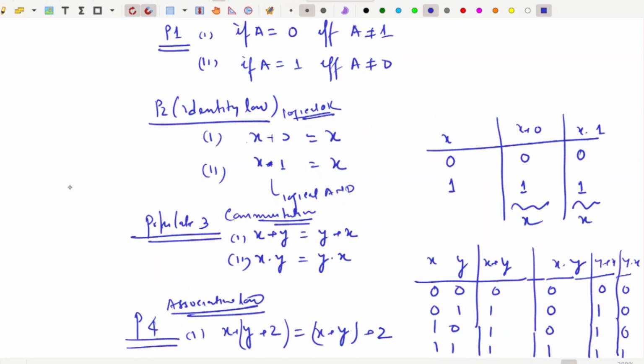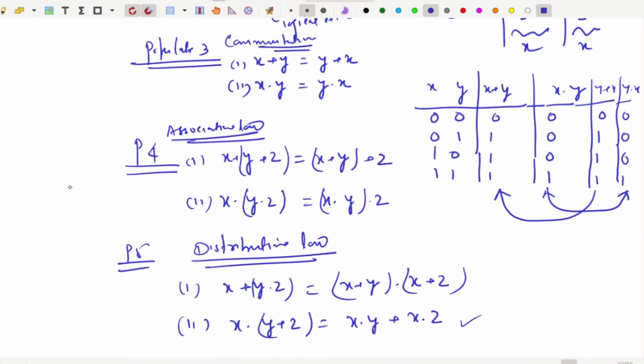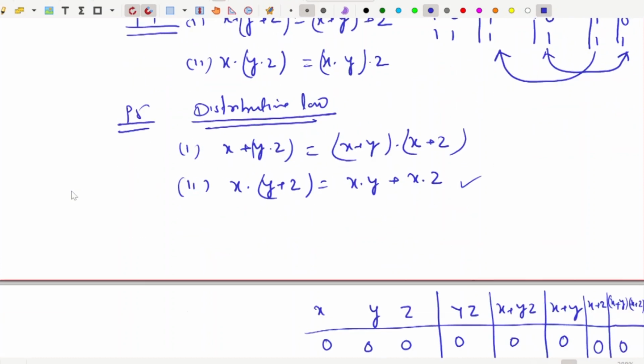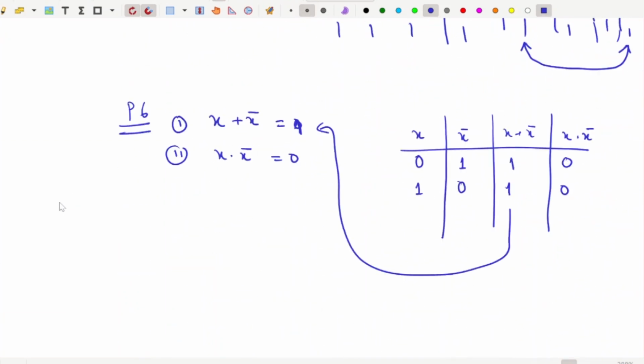Next is the commutative law: x plus y is equal to y plus x, and x dot y is equal to y dot x. Associative law: x plus y plus z is equal to x plus y plus z, and the second part, the dot or associative law, is x dot y dot z is the same as x dot y, first perform this. Then the distributive law of plus over dot and the distributive law of dot over plus, and the third one is the complementation law.